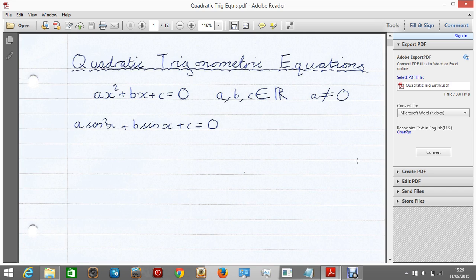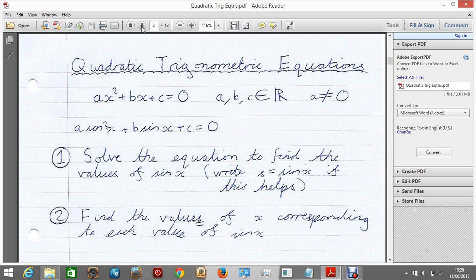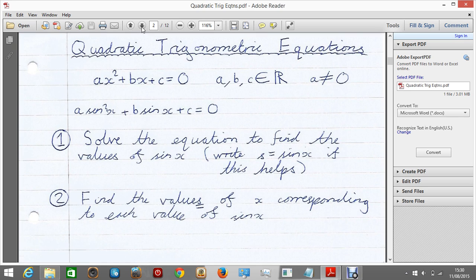And sine tends to come up more often than cos, but you could do cos just as easily using the same principles. So anyway, there are two steps to solving anything like this. The first step is to find the values of sine x that satisfy the equation. And I put there, if you write s equals sine x, that can help sometimes. And then you have to find the values, and I've underlined the x for a reason, of x that correspond to the values of sine that you've determined. Because for every value of sine between -1 and 1 inclusively, there are infinitely many values of x, which could be the pre-image.